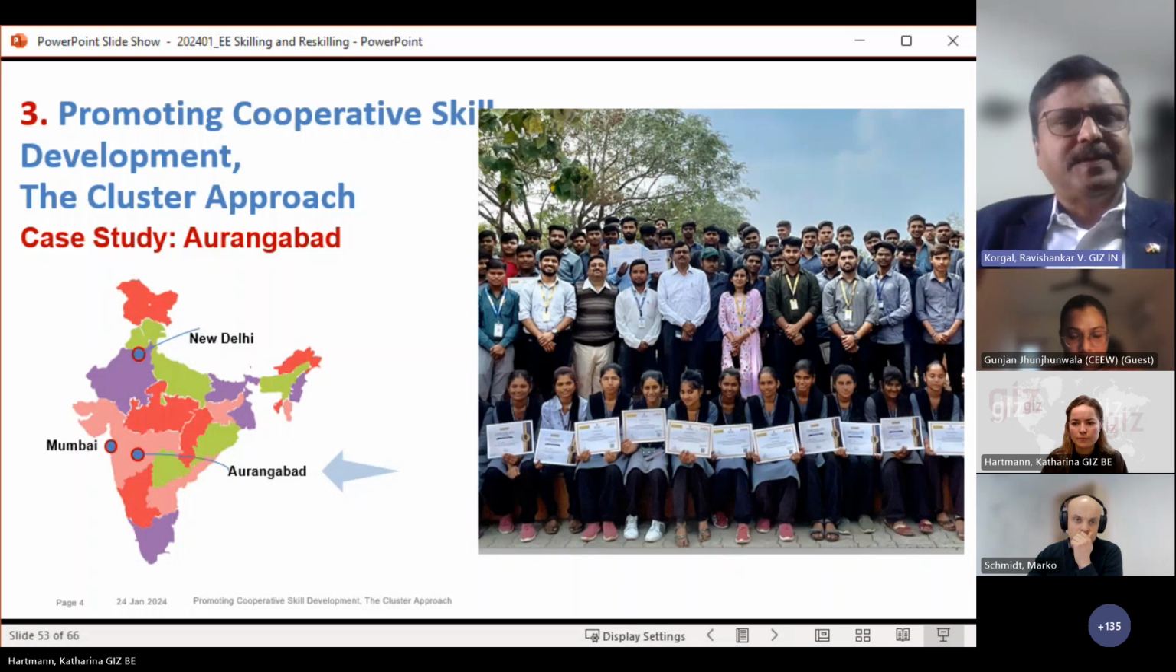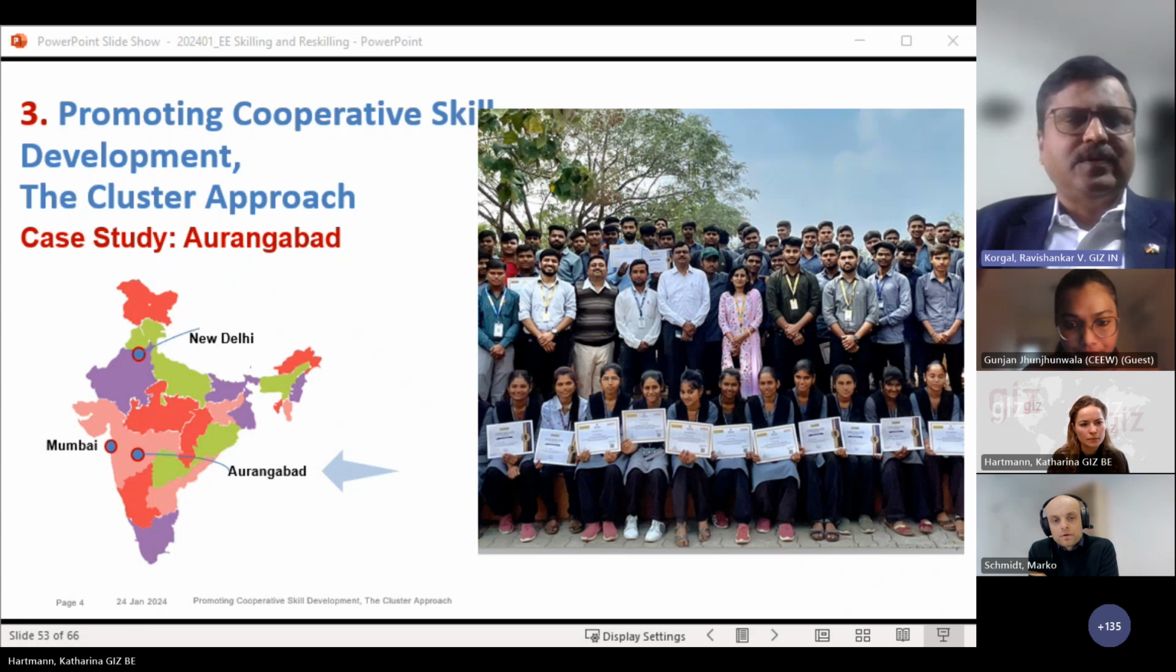So in this presentation, I'm going to take a case study on one of the regions where I'm working. Currently I'm based at a location called Aurangabad. It is around 300 kilometers from Mumbai. It is almost the central region of India. And in this place, we mainly have a cluster of 3,000 automotive industries. I can go to next slide, Katharina.